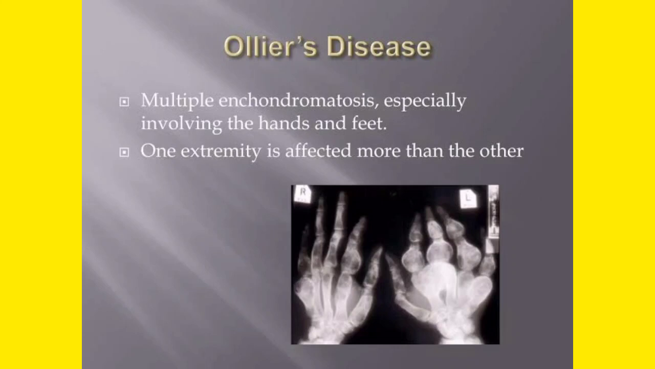Where can it be found? It can be found in the hands and feet. One extremity is affected more than the other. Look at the picture. In Ollier's disease, the right side picture, you can see the one on the right is more affected than the left.